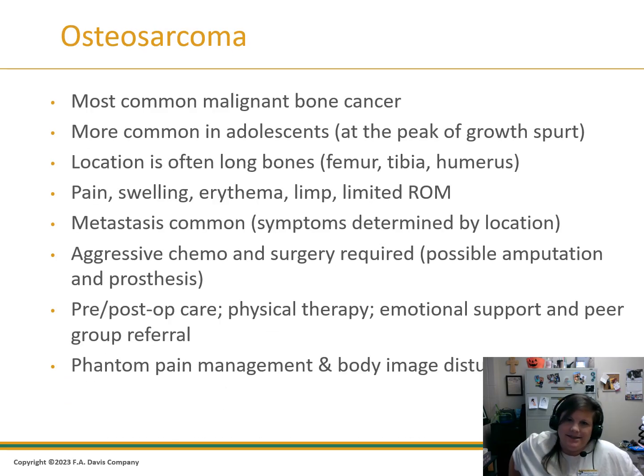Okay, next solid tumor, osteosarcoma, is one that is affecting the bones. This is the most common malignant bone cancer, and if you remember in the first slide introducing the cancer topics that we were going to discuss, this is just one example of a bone cancer. This is the most common malignant one. It is most often seen in adolescents at the peak of their growth spurt. So we're going to find, of all the population of pediatric patients, this one impacting the adolescents the most.